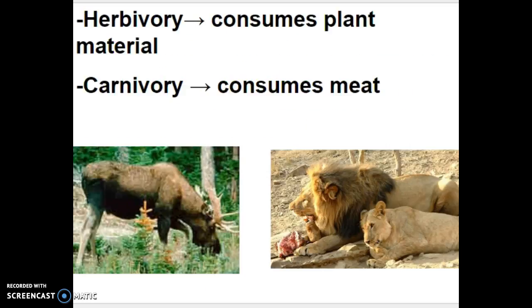Taking a look at how consumers consume, there's a couple of different ways we can do that. The herbivores are those organisms that consume only plant material. And the carnivores, of course, are those consumers that only eat meat products, exclusively meat. If you eat both meat and plant material, then you are an omnivore.